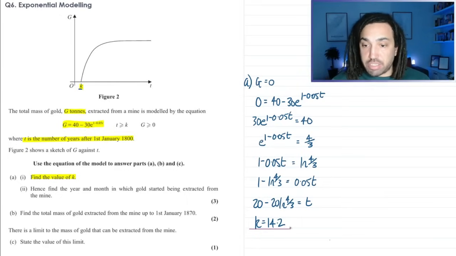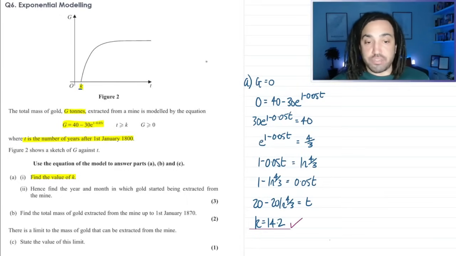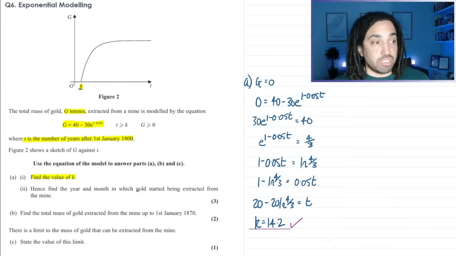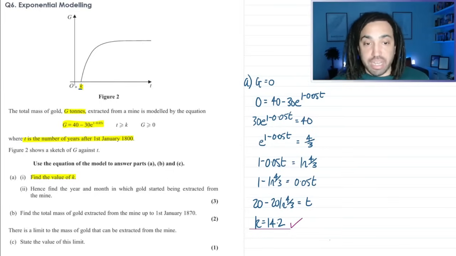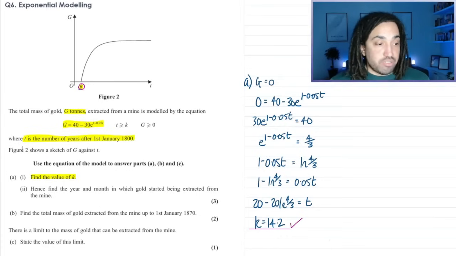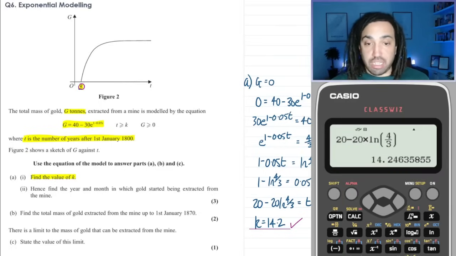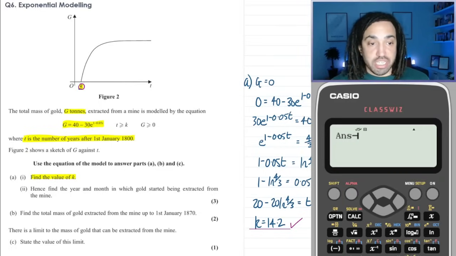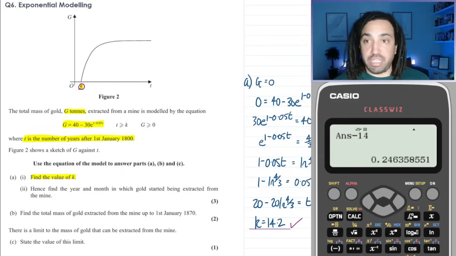Perfect. So next it says, hence find the year and month in which the gold started being extracted from the mine. So that is K. That's when it started being extracted. So we just need to use the fact that T is the number of years after the 1st of January to work out exactly when it was. So it's 14 years past 1800. So let's take away the 14 because we know it's going to be in 1814.